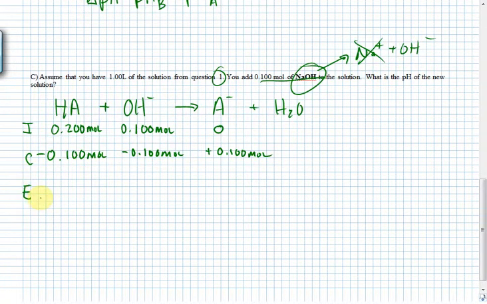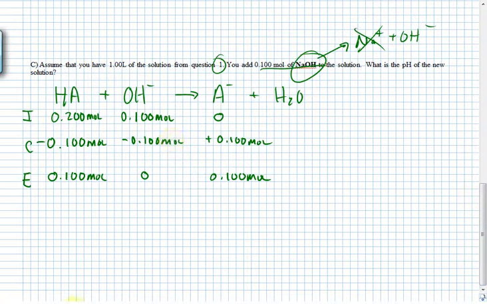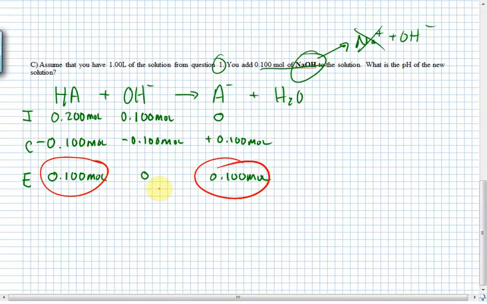Therefore, when this new system reaches equilibrium, my concentration of HA is going to be 0.100 mole in 1 liter, or 0.100 molar. This is going to be essentially 0. This is going to be 0.100 mole. Therefore, notice what I've done. The acid and the conjugate base have the same amount. They're both in a liter of solution. So the concentration of the acid, HA, equals the concentration of the base, A minus.